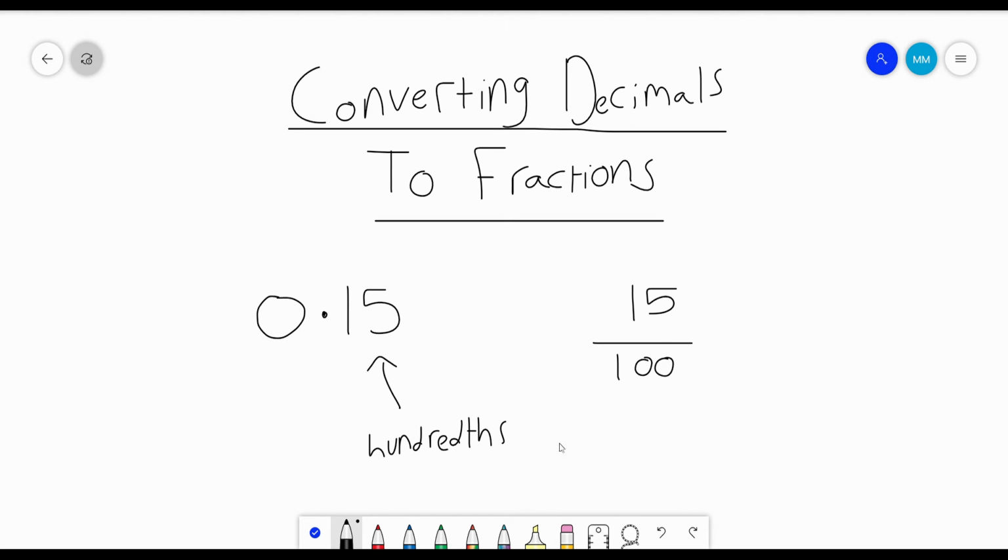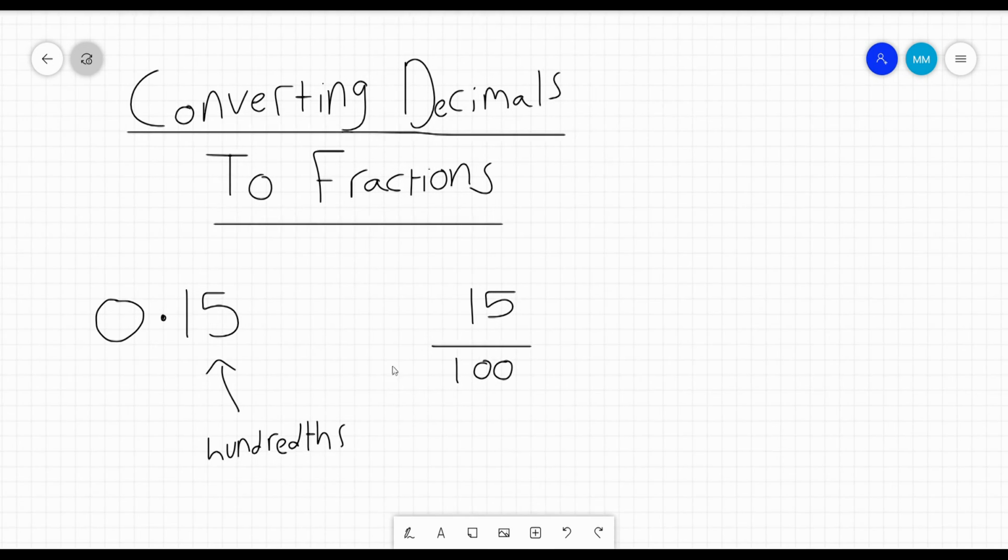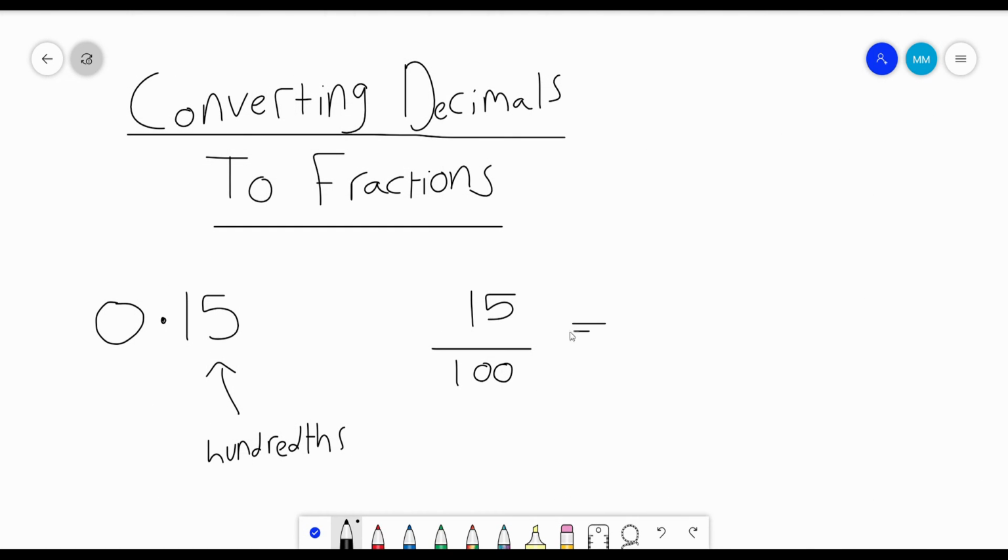Can this be simplified? Yes, it can, because both 15 and 100 are in the 5 times table. So let's go for it. So 100 divided by 5, 15 divided by 5. 15 divided by 5 is 3. 100 divided by 5 is 20. Can I simplify this any further? No, because 3 and 20 do not share a times table together.